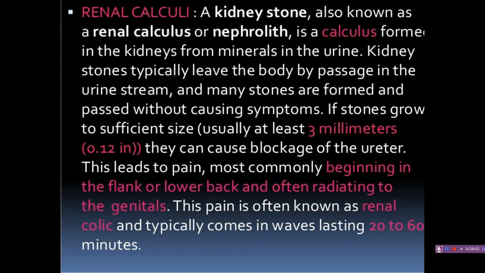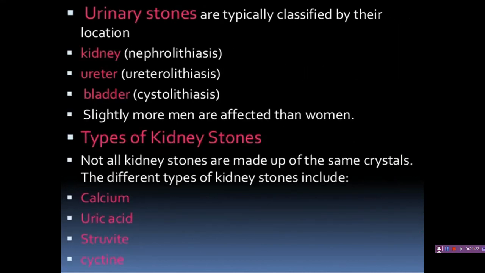They lead to pain, most commonly beginning in the flank or the lower back, often radiating to the genital areas. This pain is often called renal colic and typically comes in waves lasting 20 to 60 minutes. Renal stones or urinary stones are usually classified by their location. If they are present in the kidney, it is called nephrolithiasis. If in the ureter, it is called urolithiasis. If in the bladder, it is called cystolithiasis.